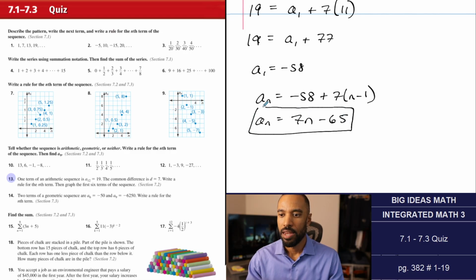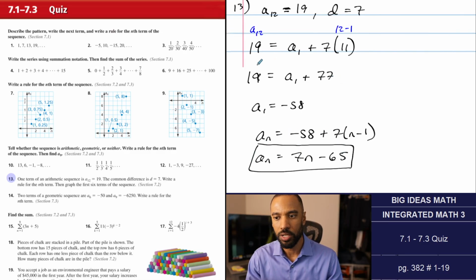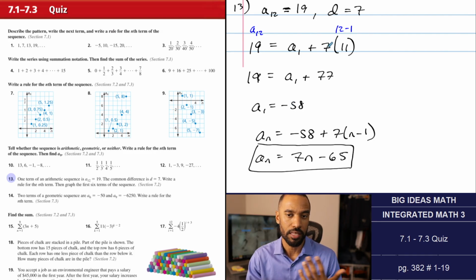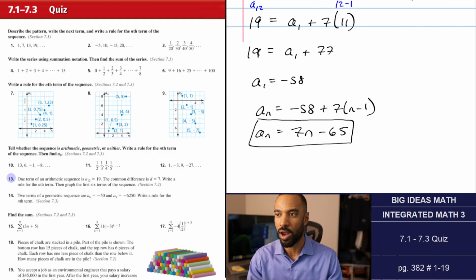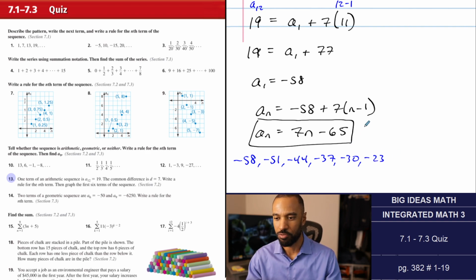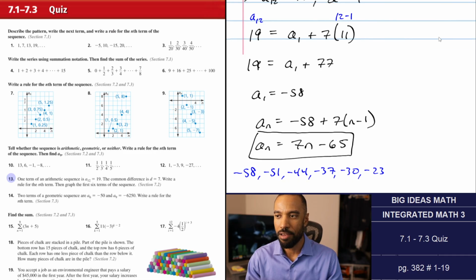Great, there's the rule. Now, I don't plan on doing very much with this rule. Now that I have the first term, I can use the common difference of 7 to generate the first 6 terms, which is what we need to graph. So my first term is negative 58. My second term is negative 51. My third term is negative 44. I'm literally just adding 7 to each number, which is kind of like subtracting 58 minus 7, 51 minus 7, like that. And let's graph those.